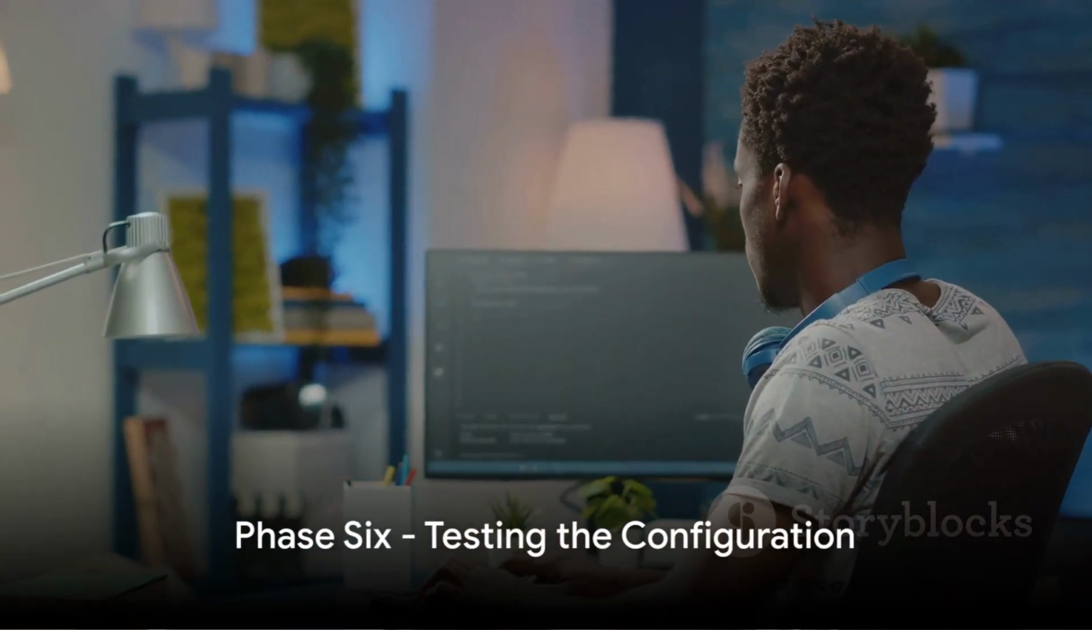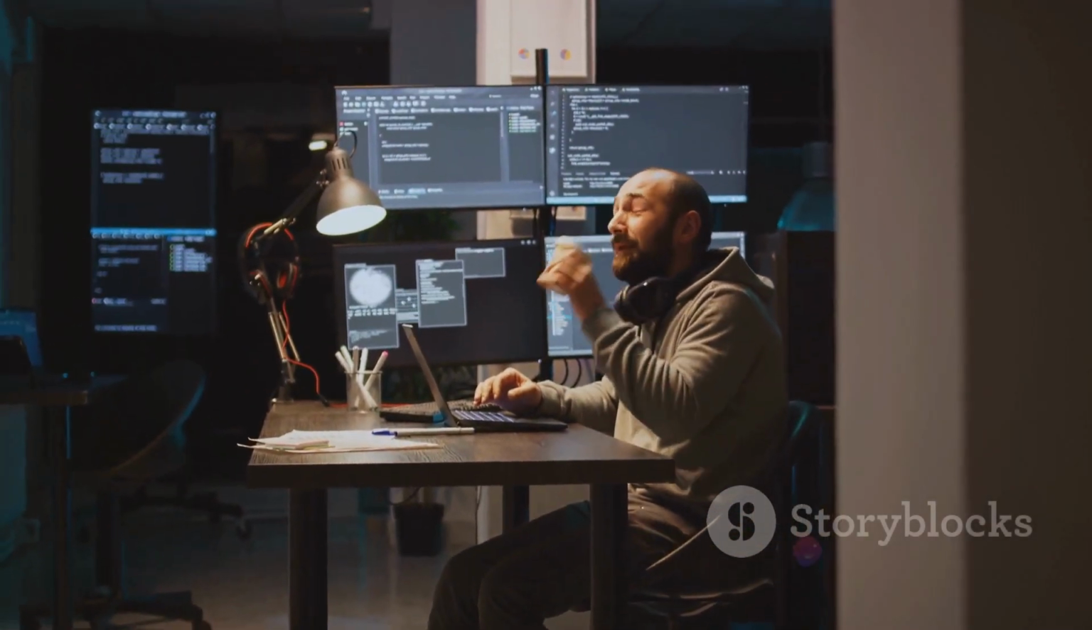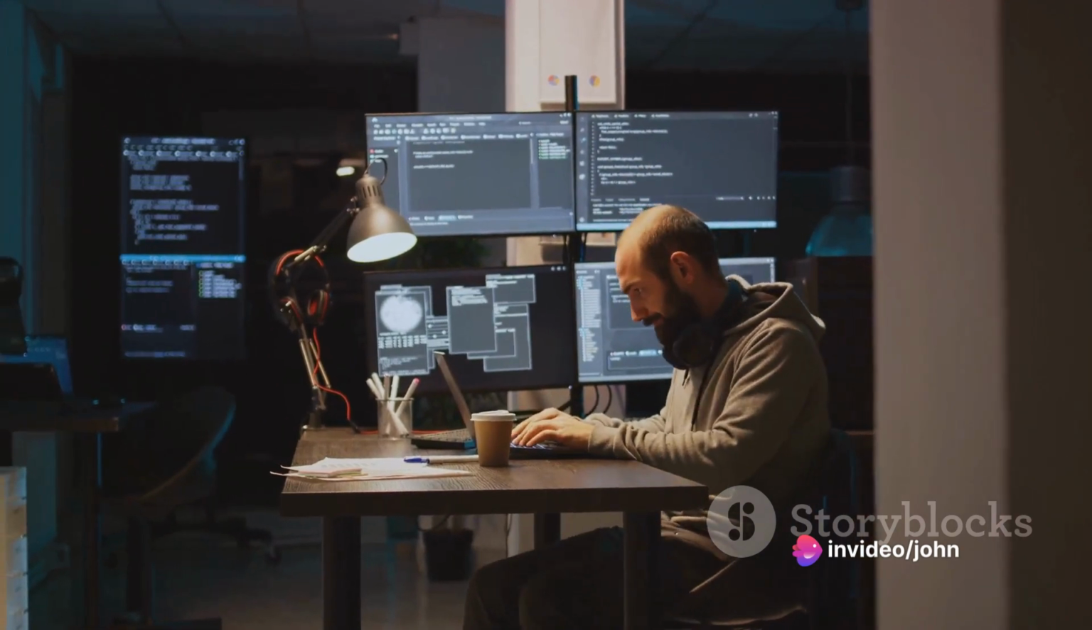Phase 6 focuses on testing the configuration. Ping from the internal network to the internet. If it's successful, it means the firewall is correctly routing traffic.